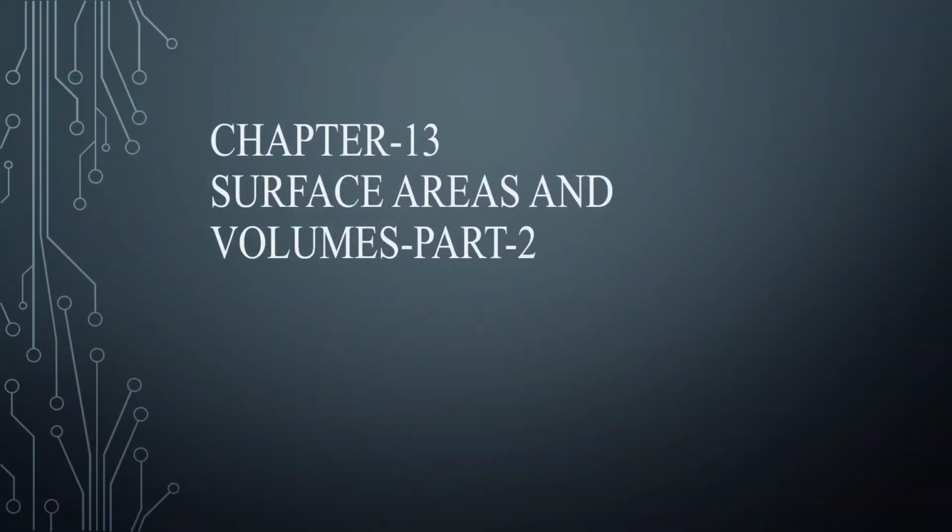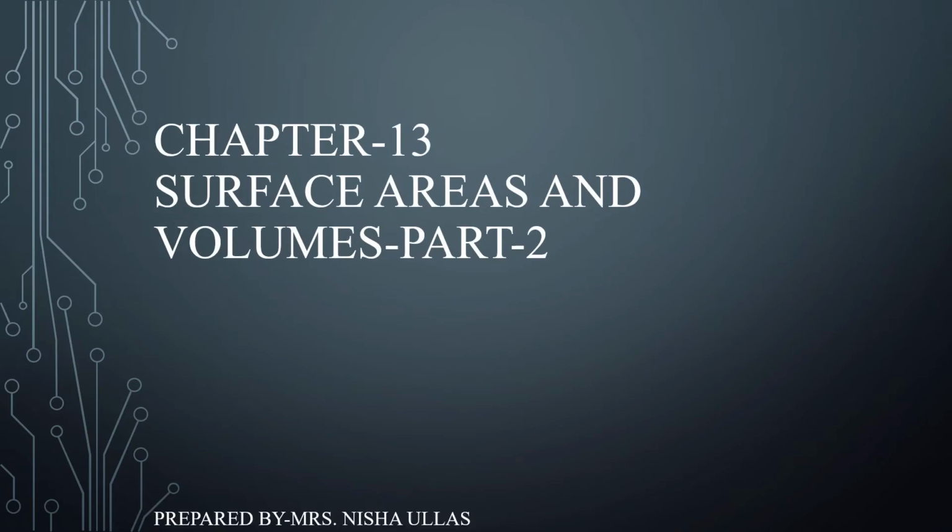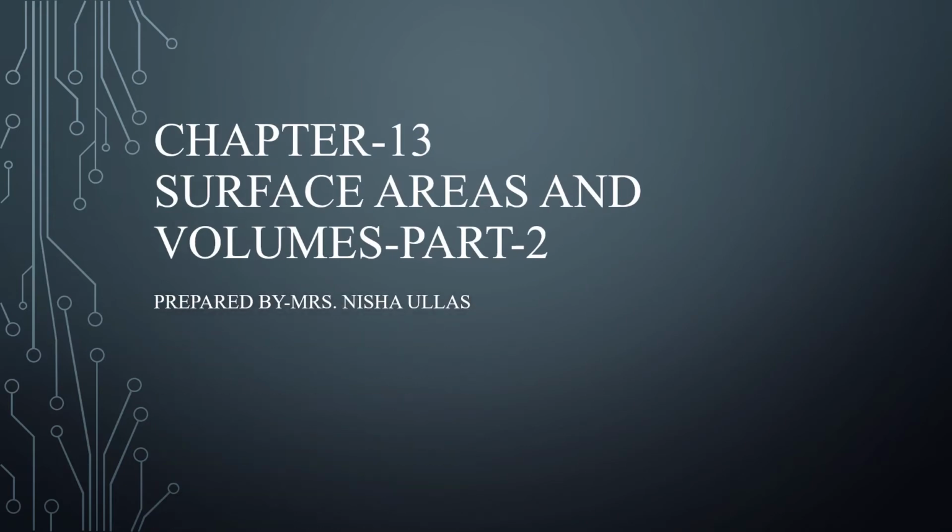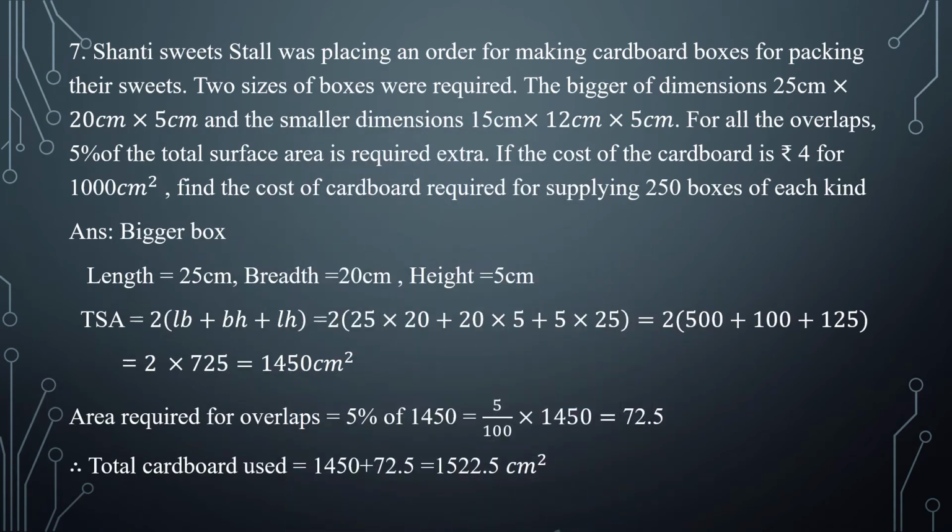Good morning, children. Today, in surface areas and volumes part 2, let us continue with exercise problems. Question number 7. Shanti's sweet stall was placing an order for making cardboard boxes for packing their sweets. Two sizes of boxes were required.